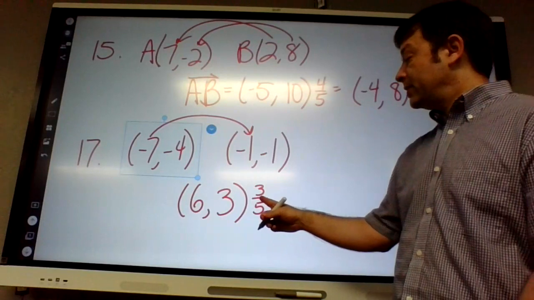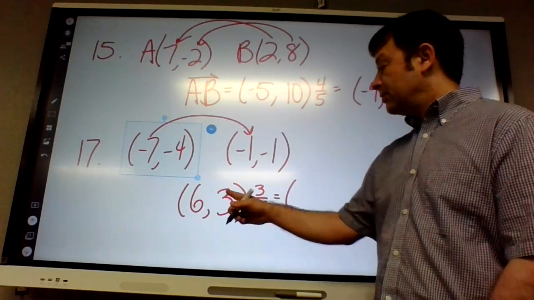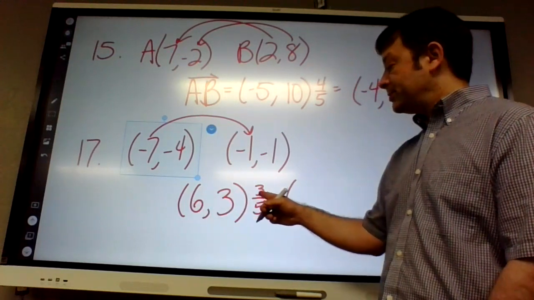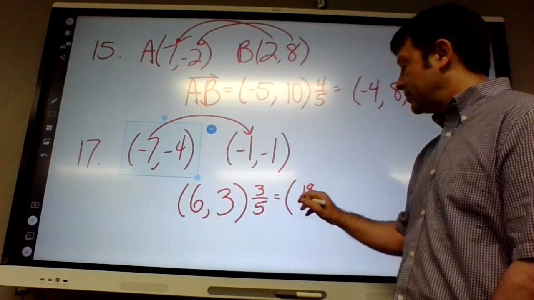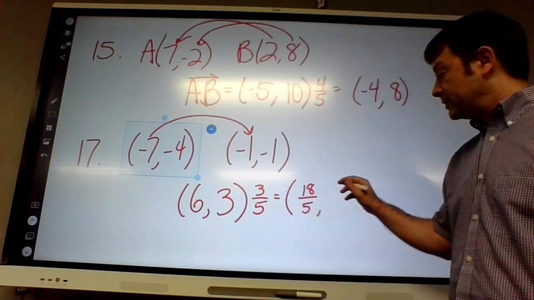Which doesn't work out very nicely, but 3/5 of 6. 6 over 1 times 3 over 5 is 18 over 5. I'm just going to leave it like that. 3 over 1 times 3 over 5 is 9 over 5.